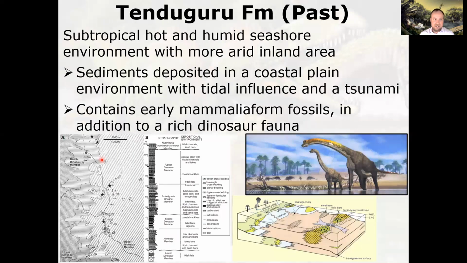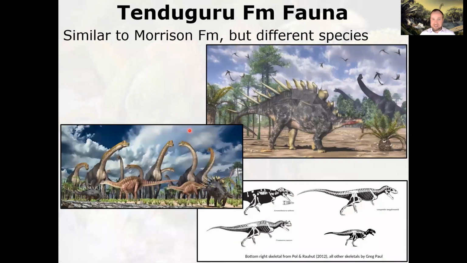In the past year, Tendaguru was subtropical hot humid seashore with kind of more arid lands inland, kind of a coastal plain, some tidal influence. There's even evidence of a tsunami that came through in one of the beds. Another thing that's interesting is it also contains some mammaliform fossils, so some early mammals in here, in addition to its rich dinosaur fauna. So what is that rich dinosaur fauna?